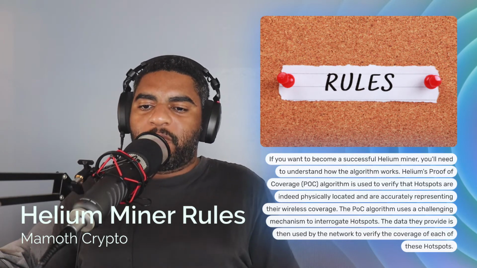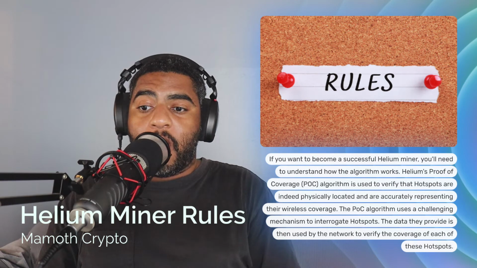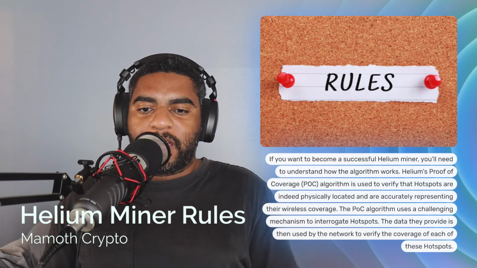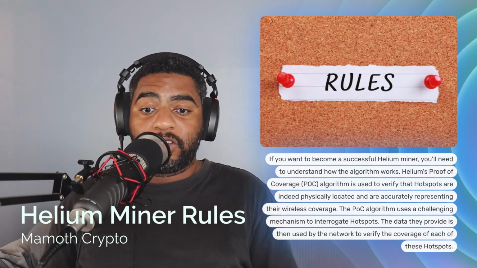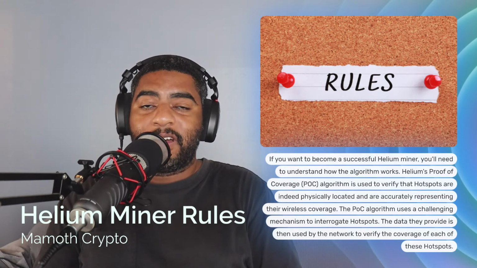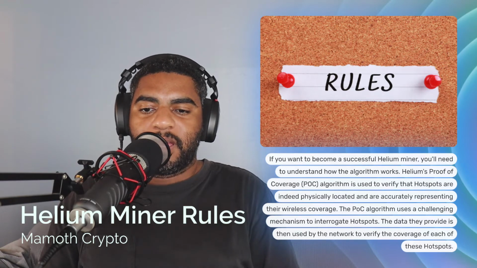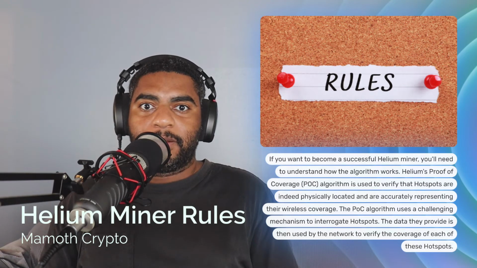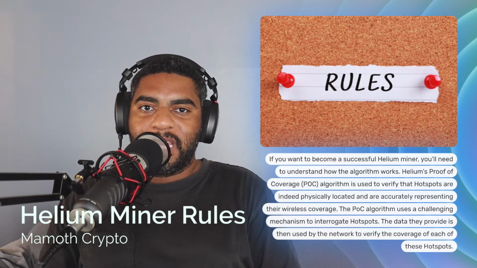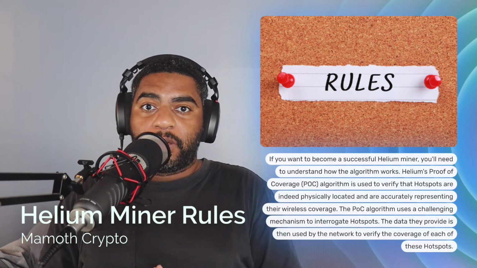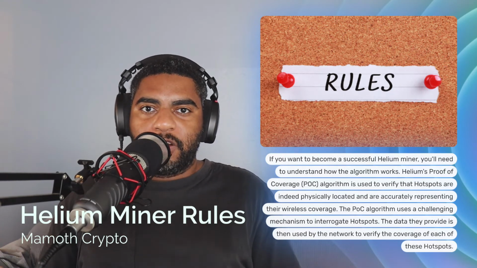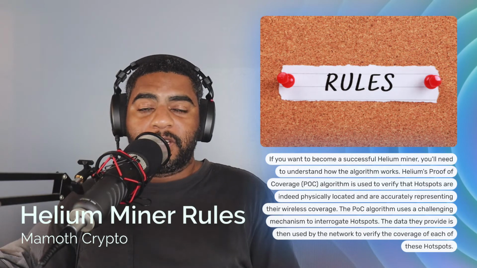So if you want to become a successful Helium miner, you need to understand how the algorithm works. Helium's proof of coverage (POC) algorithm is used to verify that hotspots are indeed physically located and are accurately representing their wireless coverage. The POC algorithm uses a challenging mechanism to interrogate hotspots. The data they provide is then used by the network to verify the coverage of each hotspot. So understanding the POC, the Helium Miner algorithm, is one of the great ways to first get started. If you're going to break down the rules, you're really going to need to understand the algorithm. That's important. Let's move on to the next slide.